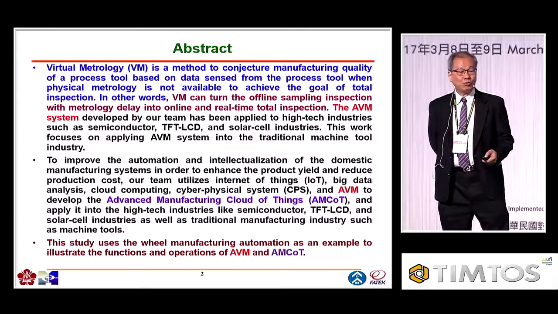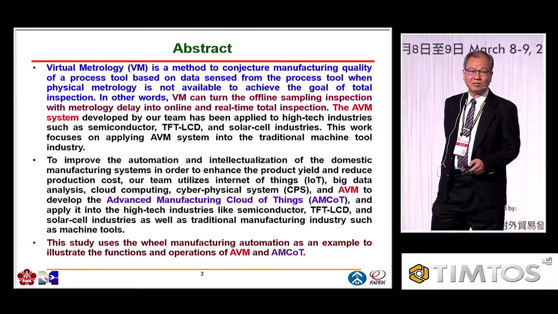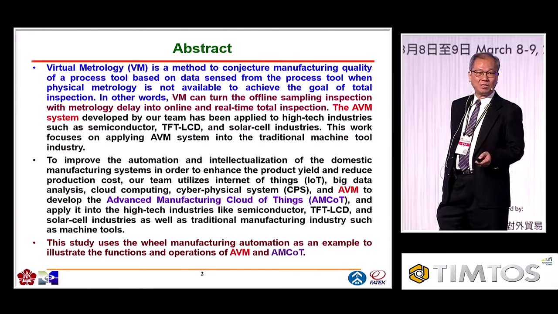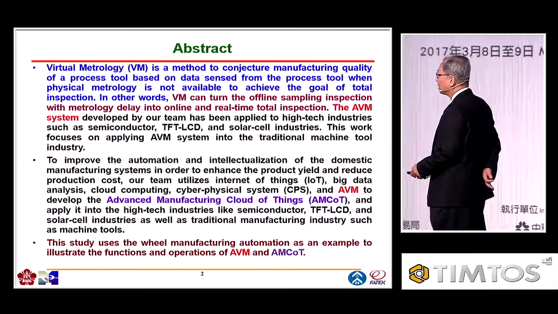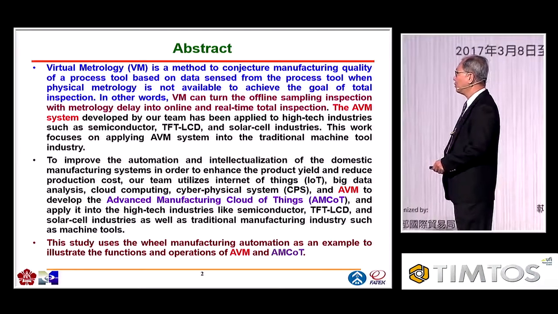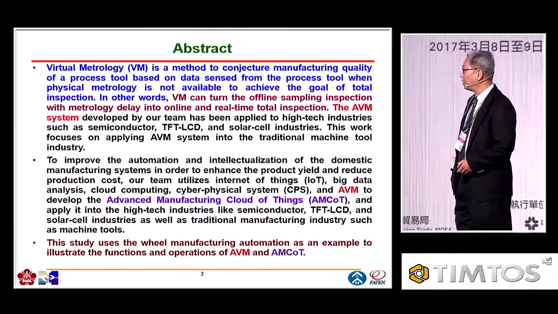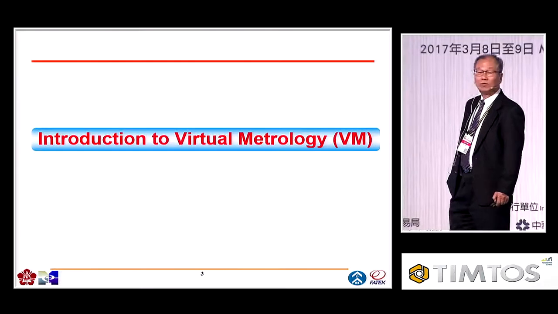And this is what I call Industry 4.1, not just 4.0, because we emphasize not only increasing the productivity, but also the quality. And I will show this later. So this study used the wheel machining automation as an example to illustrate the functions and operations of AVM and AMCoT.